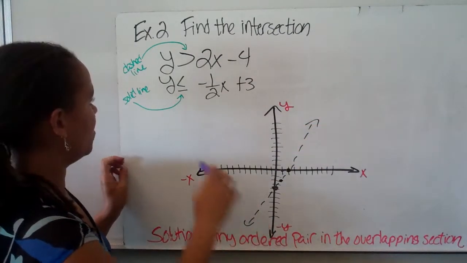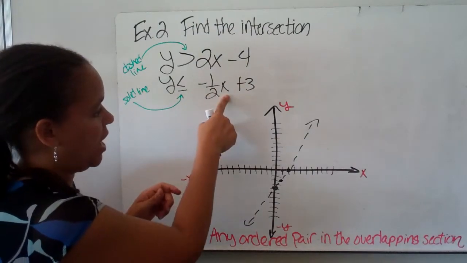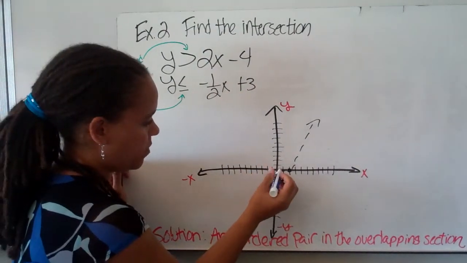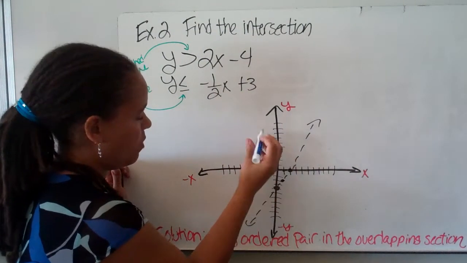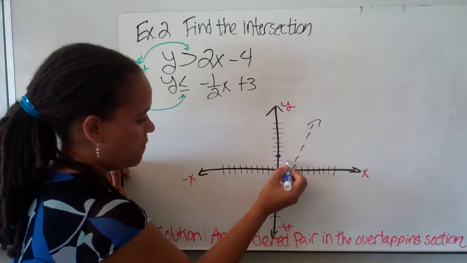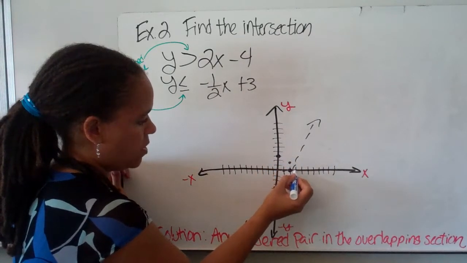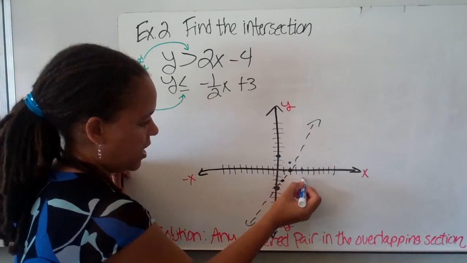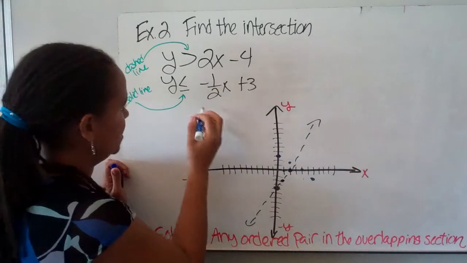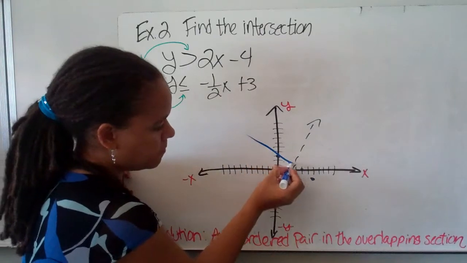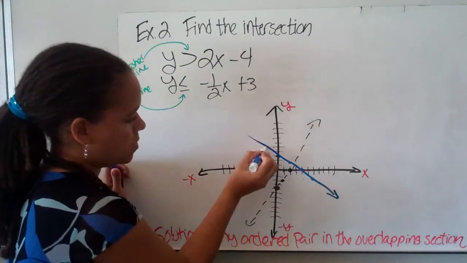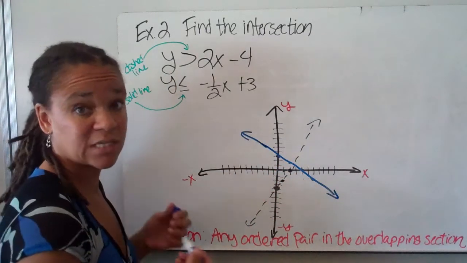And then if I graph the other one, y is less than or equal to negative 1/2 x plus 3, go up 3, and we want to go down 1 over 2, down 1 over 2, down 1 over 2. This is a solid line. So now that we have the lines, let's shade them.